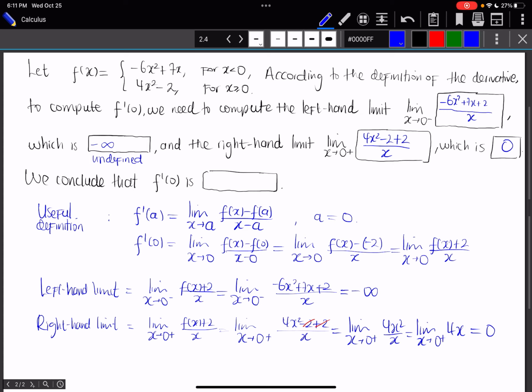Now, because the left-hand limit and the right-hand limit are different, in particular the left-hand limit is negative infinity, we can say that f prime of 0 is undefined. In other words, our function is not differentiable at 0.